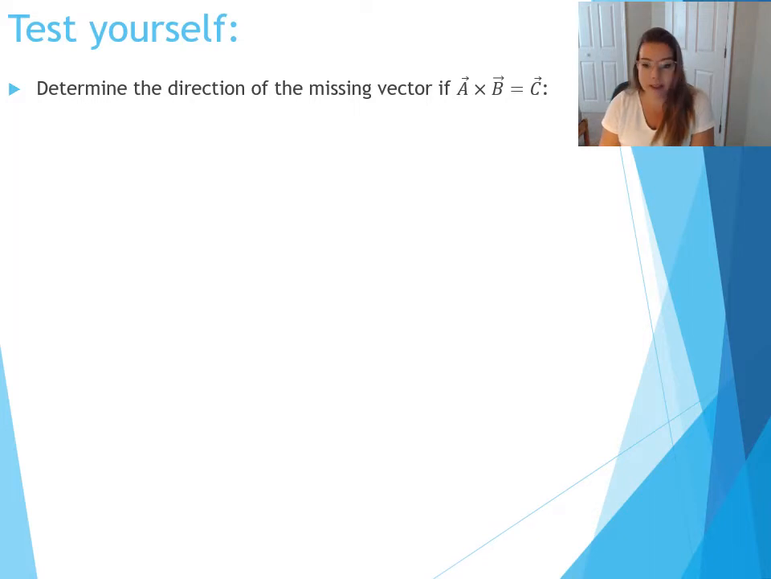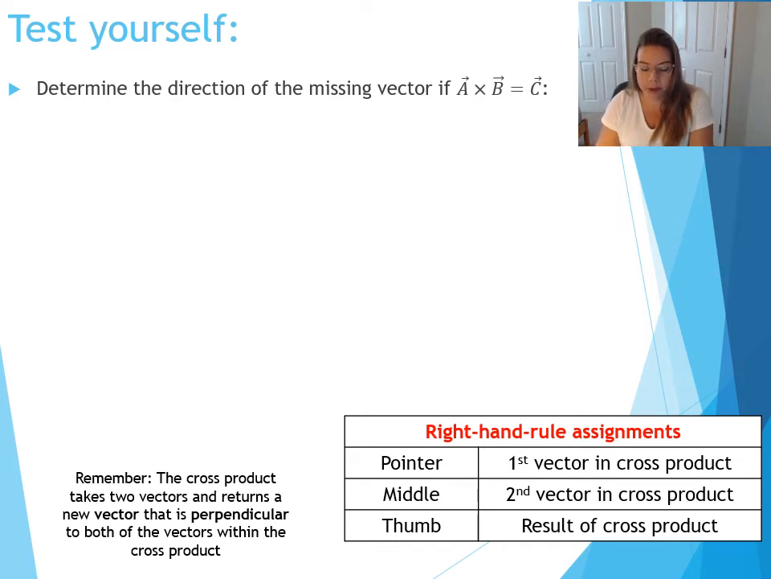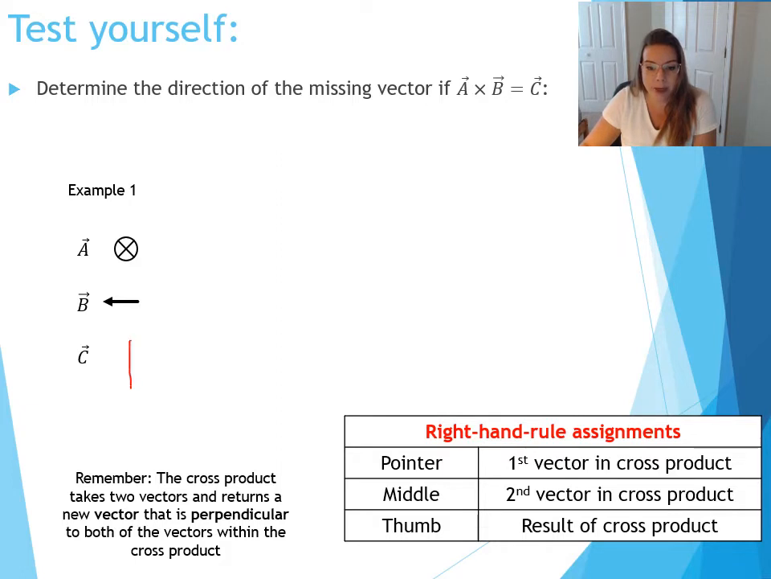So let's test ourselves. Here are some examples. Let's say that we are looking for the direction of one of these vectors within this cross product. So we know that A crossed with B is equal to C. In this example, A is going to be your pointer finger, B is your middle finger, and C is your thumb. So there are your assignments again, just to remind you. Let's do this first example. A, that's your pointer finger. That symbol means into the board. So point your pointer finger into your computer screen. B is your middle finger. That should be going to the left. My thumb right now is pointing up. So I would say that the answer to example number 1 is up.